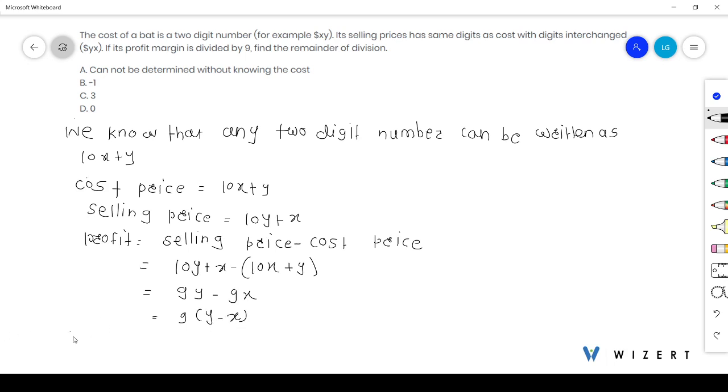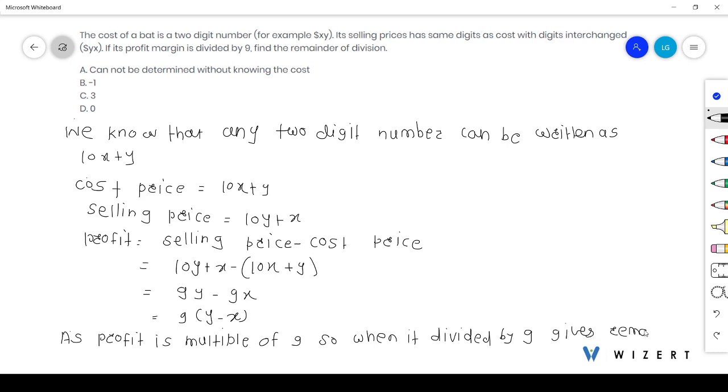As here we can see that the profit is a multiple of 9, so when it is divided by 9 it gives remainder 0. Hence, our remainder is 0. So our correct option is option D, which is 0.